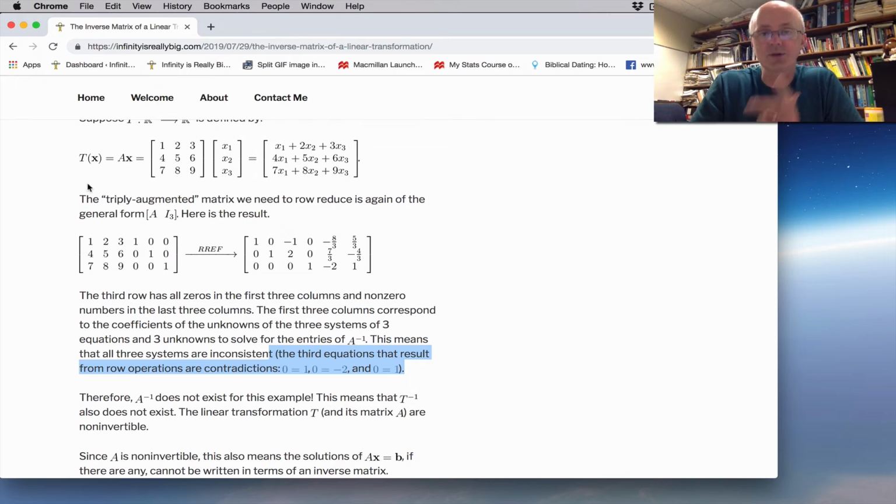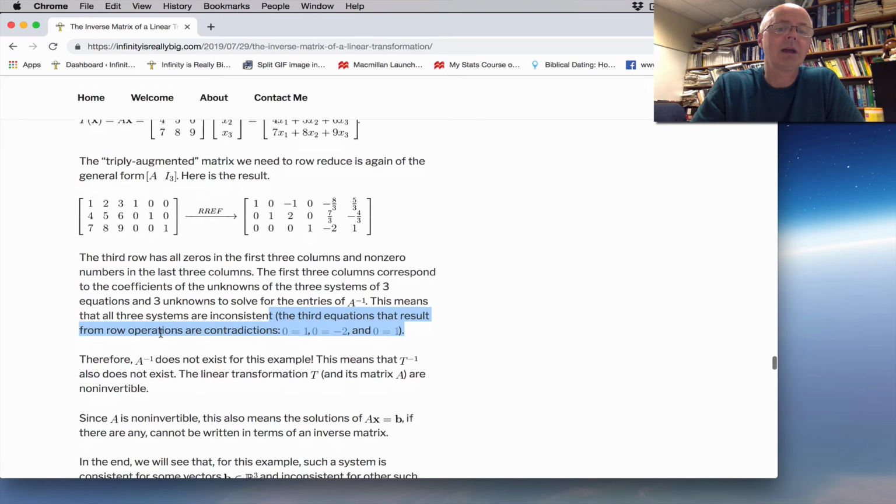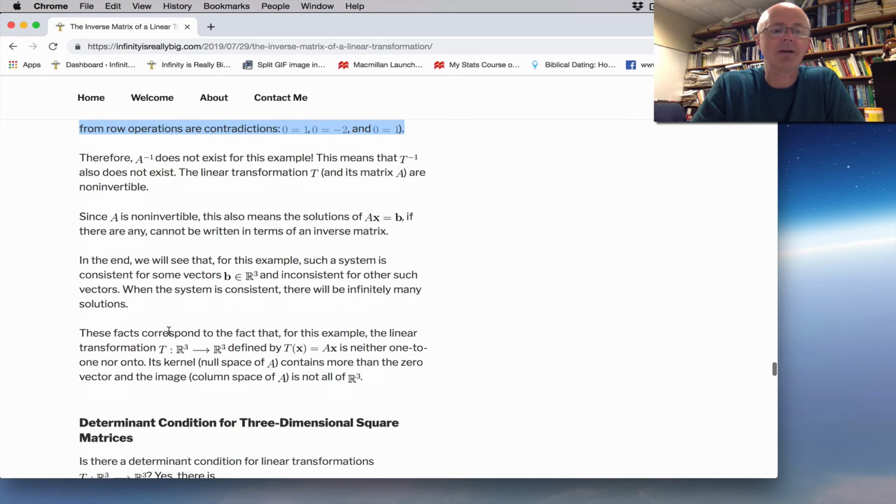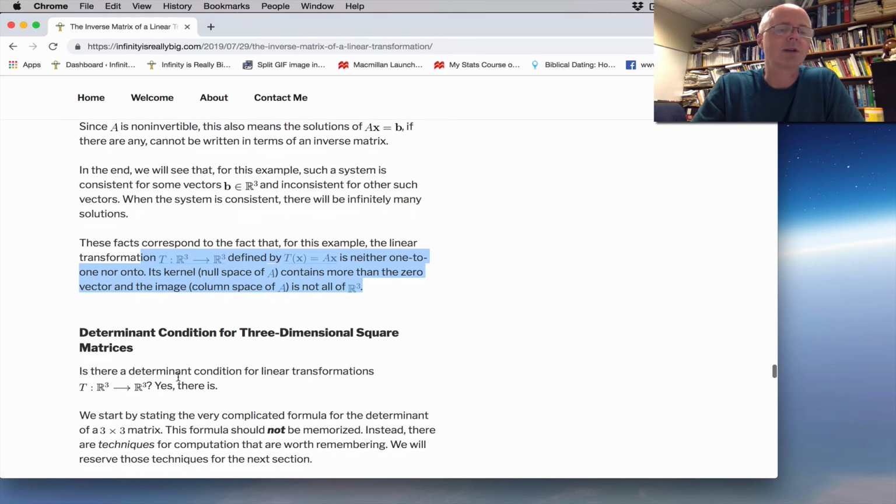That means this linear transformation is also non-invertible. And like I said a minute or 2 ago, that means your arbitrary system is either consistent or inconsistent, depending on what the right-hand side vector B is. If it is consistent, there will actually be infinitely many solutions, but I haven't proved that. Turns out the kernel will be more than just the 0 vector, and the image or column space is not all of R3 because the linear transformation is not 1-to-1, and it's also not onto. That turns out to be the case.